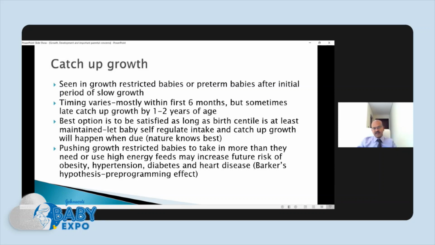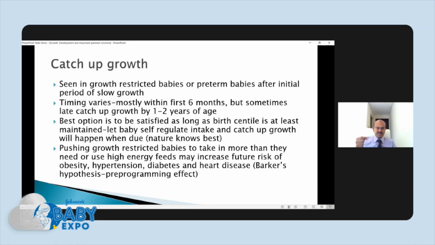As a parent, many parents get frustrated if the child is growing slower compared to, say, a sibling or a cousin in the family or their friend's baby. So it's better to be aware of what your growth trajectory for the baby is based on the birth centile and also the overall growth pattern in the family.